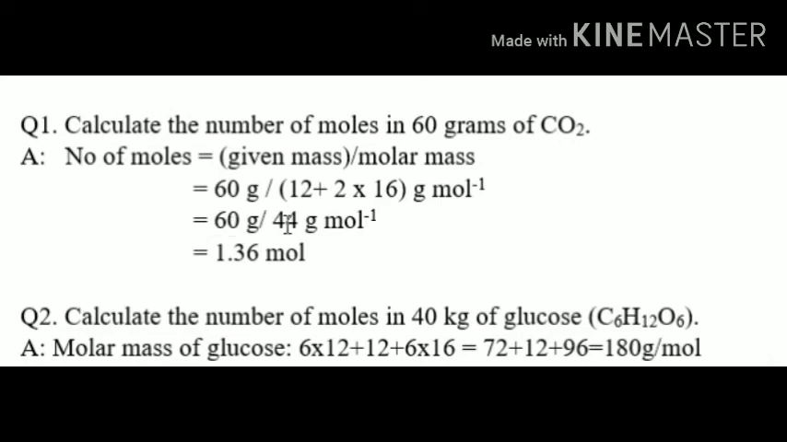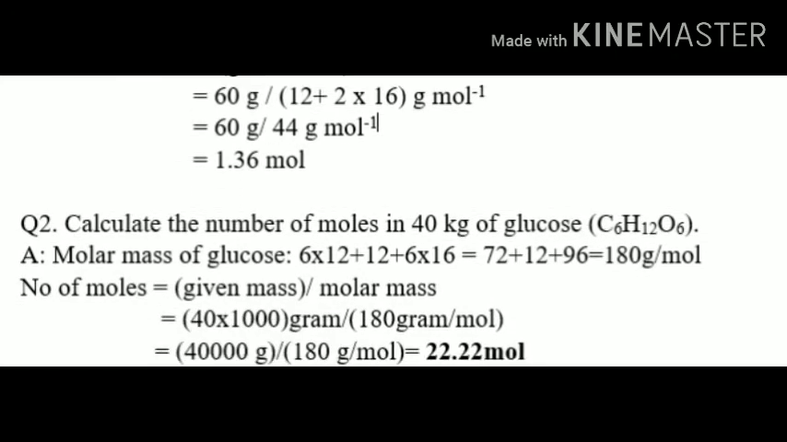So 60 gram by 44 gram per mole. So why 44? 12 plus 32 equals 44 gram per mole, which gives 1.36 mole. So this is the first way of finding the number of moles. Let us take one more example.